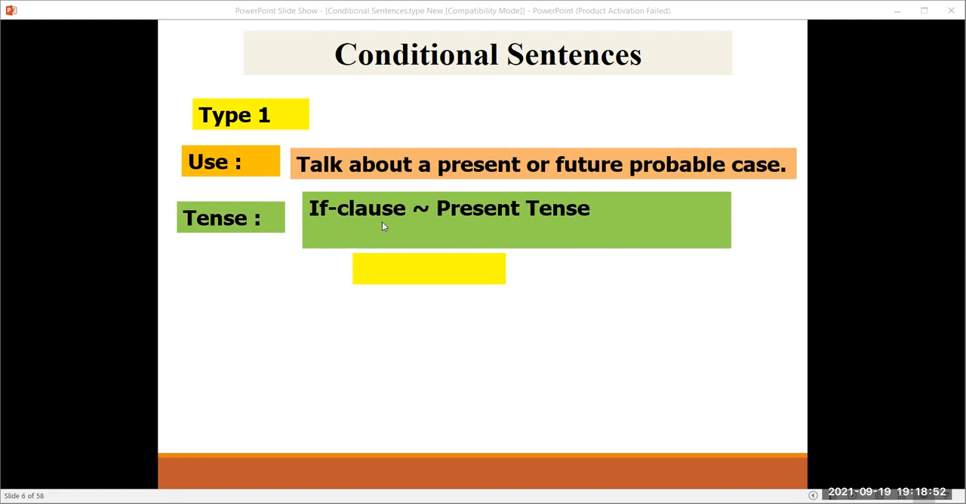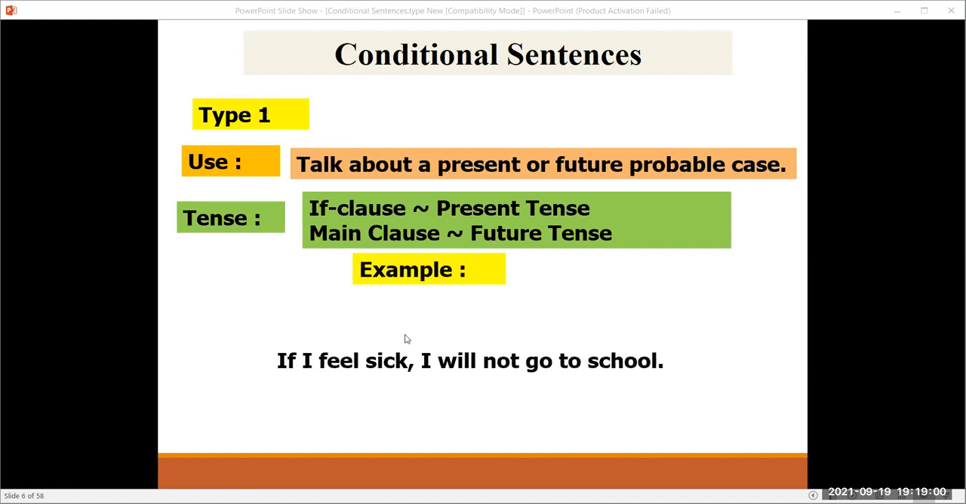Which tense do we use? In the if clause, we use present tense, and in the main clause, we use future tense. Example, if I feel sick, I will not go to school. In the condition clause, feel is simple present tense, and here will is future indefinite tense or simple future tense.